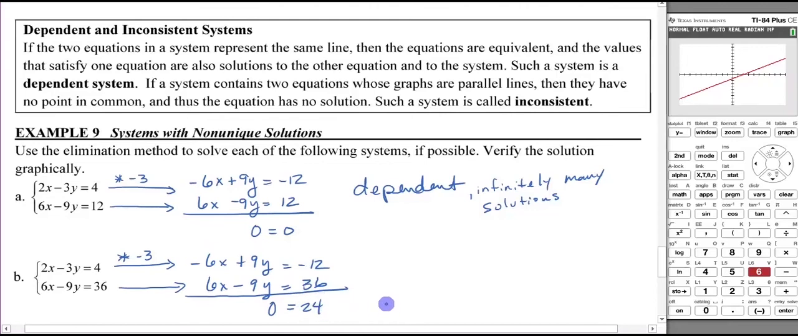That's not a true statement. 0 does not equal 24. So these are going to be equations that are parallel lines that never cross each other. There is no point that will satisfy both equations at the same time. So this is inconsistent.